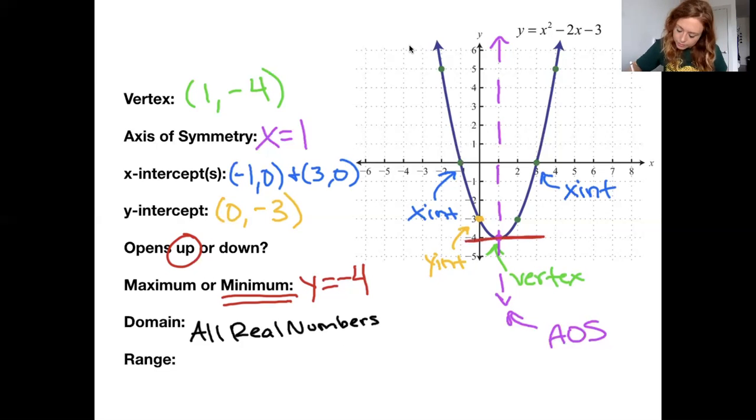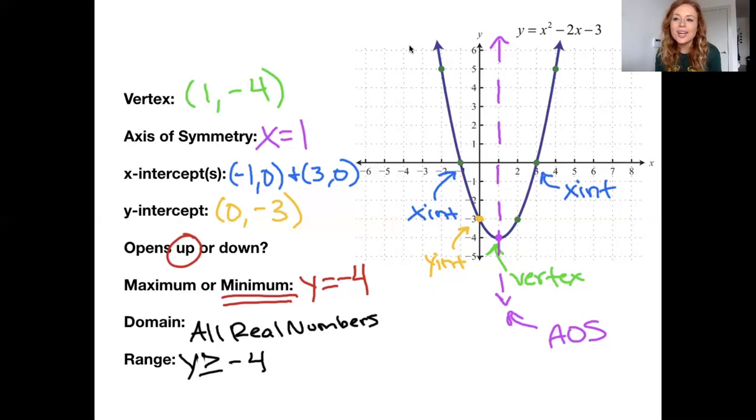Okay, how to get rid of my line? There we go. So we go all the way down to the y value of -4, and then it goes forever up. So if it goes forever up, then our range is going to be y is greater than or equal to -4. So those are our basic characteristics of a parabola.